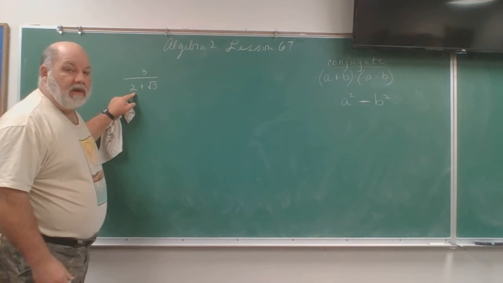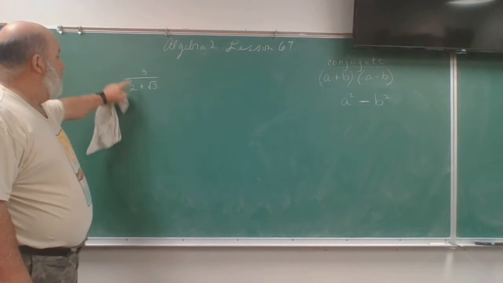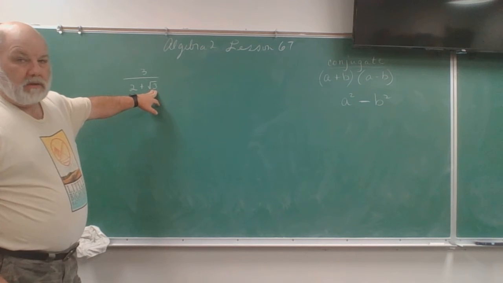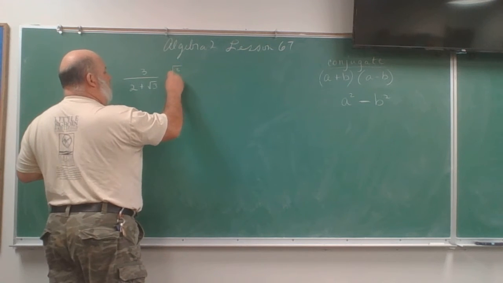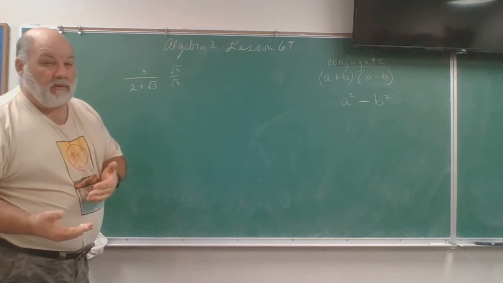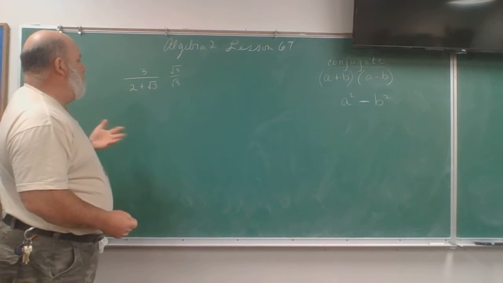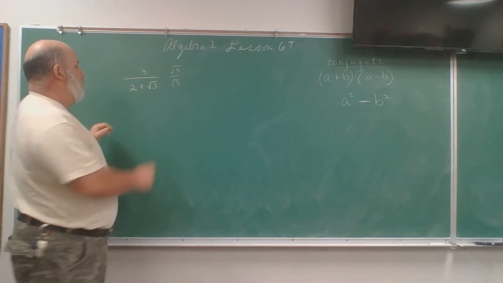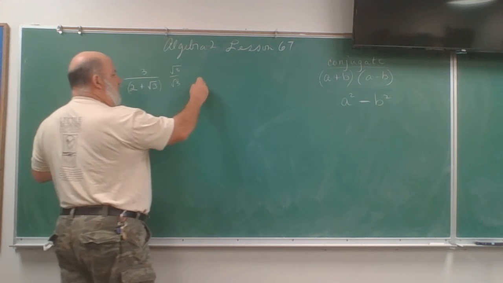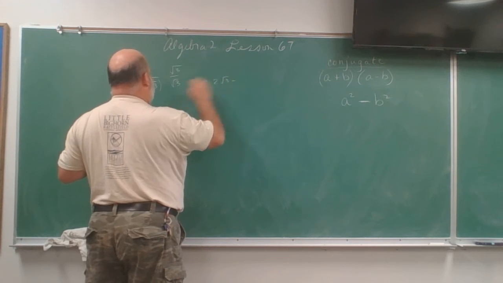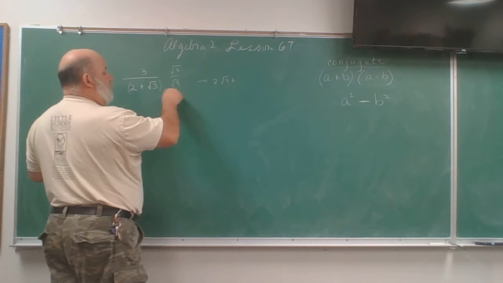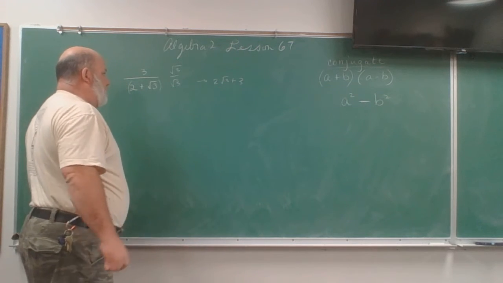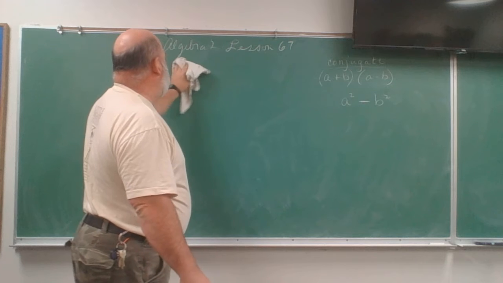Here's an example that is not in your book. This is one I just made up. Here's 3 over 2 plus the square root of 3. We want to get rid of that radical. If we simply multiply both top and bottom by square root of 3 over square root of 3, which is the kind of thing we've done before this, we'll mess up. We'll get 3 square root of 3 in the numerator, but we'll get 2 plus square root of 3 because it's distributive property, and plus square root of 3 times square root of 3 equals 3. We still have this radical in the denominator. So just multiplying by the square root of 3 doesn't do it.